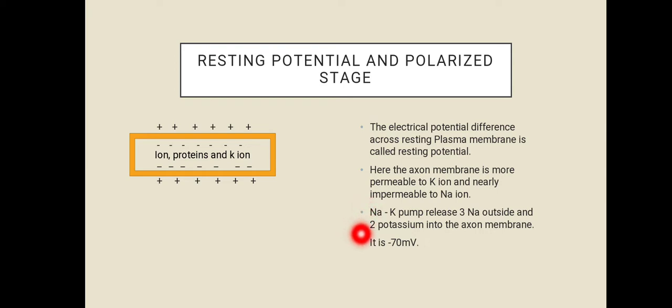There is a sodium potassium pump in the axonal membrane, and voltage gated potassium channels and voltage gated sodium channels are also present. The sodium potassium pump is always working, even in the resting stage, and it moves 3 sodium ions to the outside of the cell and 2 potassium ions inside. This creates a positive charge on the outer side of the membrane and a negative charge on the inner side. The resting potential is minus 70 millivolt.